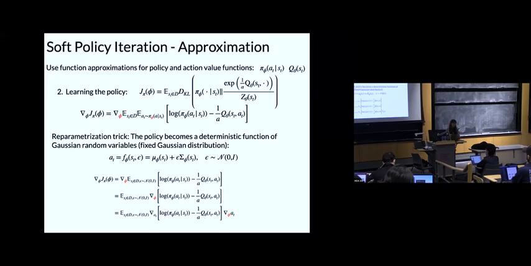Here, it's exactly the same thing. All right? And here, essentially, we do the chain rule. Grad of this with respect to phi, grad of this with respect to alpha, grad of alpha with respect to phi.